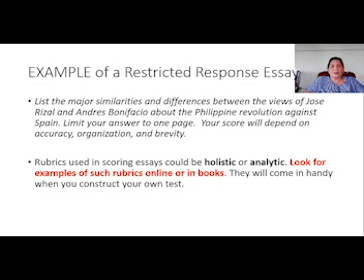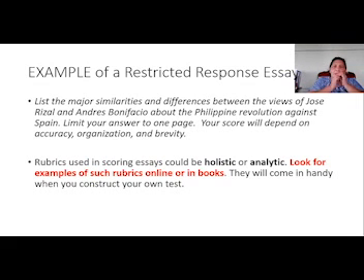Similarities and differences. So they must, first of all, read about the differing views of Jose Rizal and Andres Bonifacio about the Philippine Revolution. Similarities and differences. The students must include this in their essays. What else are you scoring the students' work on? Accuracy, organization, and brevity. So it's very important that for rubrics used in scoring essays, you tell them if it is holistic or analytic. I will discuss this later.